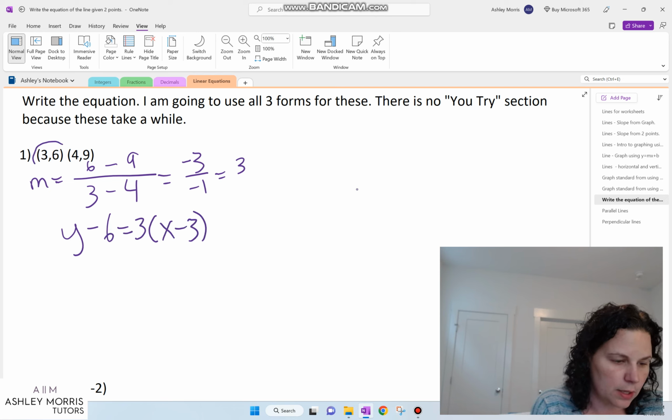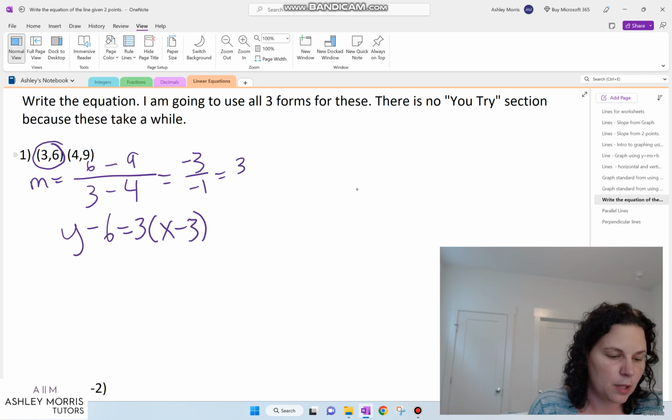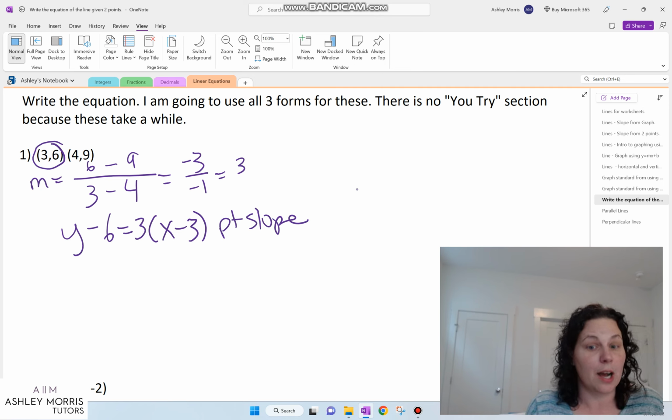Just make sure if you're using this ordered pair for y, you used it for x. So sometimes circle it, underline it, that kind of thing. So this is point slope. That is the equation. You could stop there. I'm going to keep going to the other 2 forms.